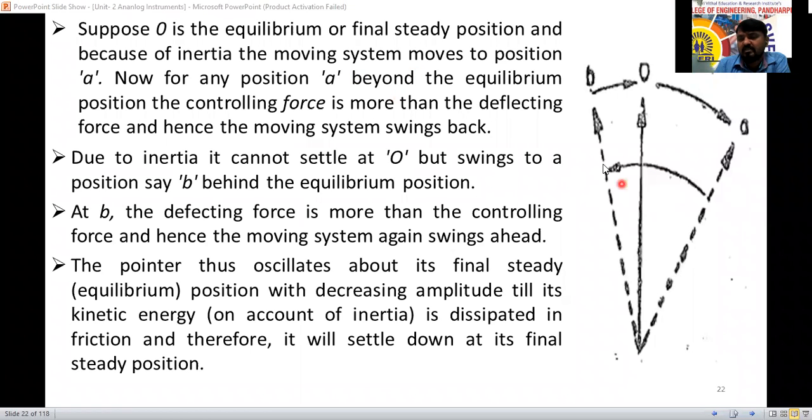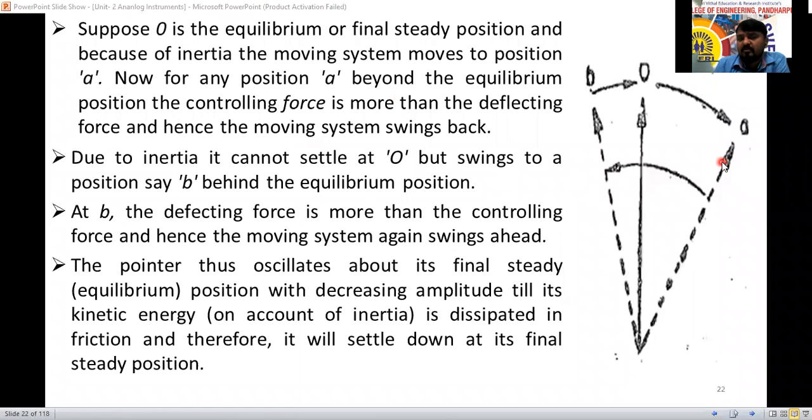Because of inertia, what is the deflecting force? It was supposed to stop here, but it will not stop. Where is it going? It is going to point A. Because of the inertia, the moving system moves to a position A here now. It will move to the position A.